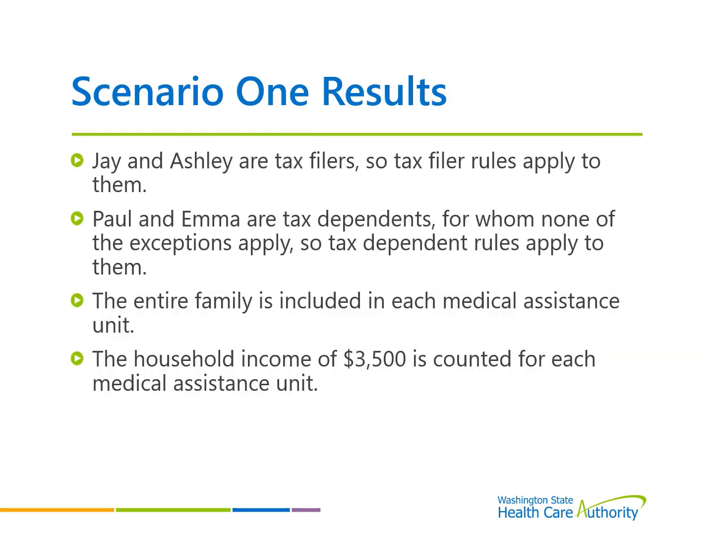Let's review this scenario. Jay and Ashley are tax filers, so tax filer rules apply to them. Paul and Emma are tax dependents, for whom none of the exceptions apply, so tax dependent rules apply to them. The entire family is included in each medical assistance unit. The household income of $3,500 is counted for each medical assistance unit.